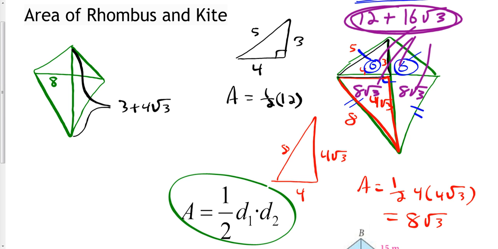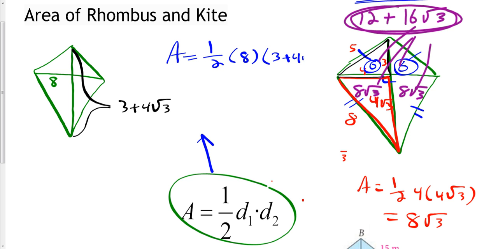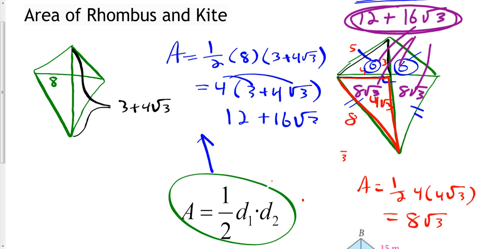So what the area should be, according to this formula right here, is that this area should equal 1/2 diagonal 1, which I guess is 8 in this case, times diagonal 2, which the whole thing was 3 plus 4√3. Sorry for the numbers that go like that. So 1/2 of 8 is 4. And if you now distribute, you have 12 plus 16√3. So you'll notice that we found the same area no matter how we did it.